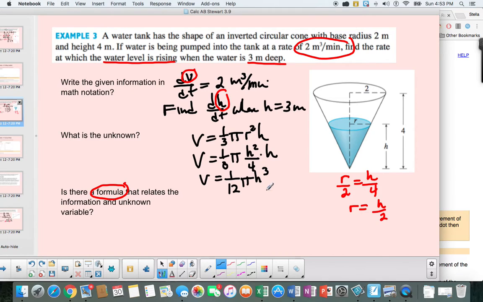Now I have my formula in terms of V and H, and now I'm going to take the derivative with respect to time. So implicit differentiation: dV/dt equals 1/4 pi H squared times dH/dt. I just took this over and did a little reducing here. Now I do know this number and I do know H, and I'm going to stop right here because I think you can do the rest and get dH/dt on your own.